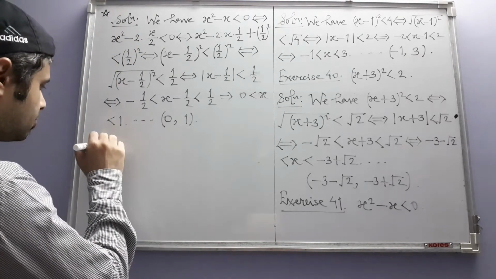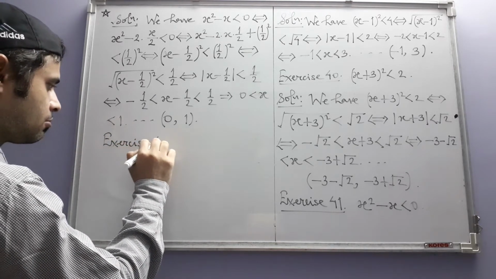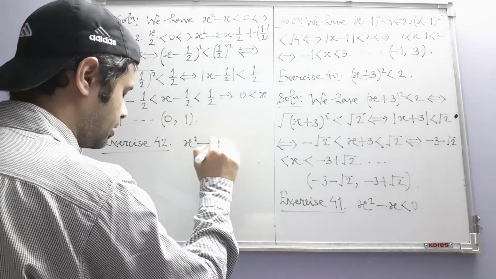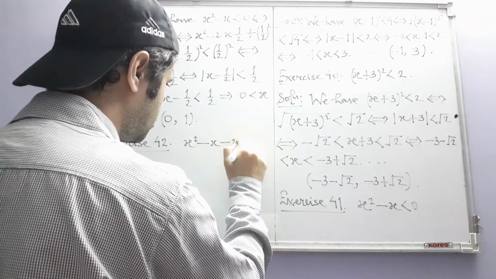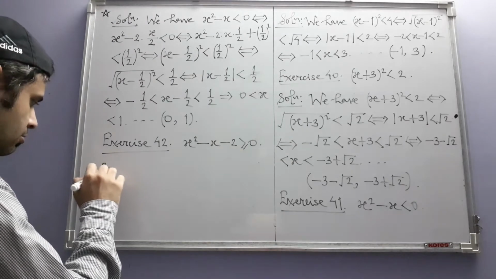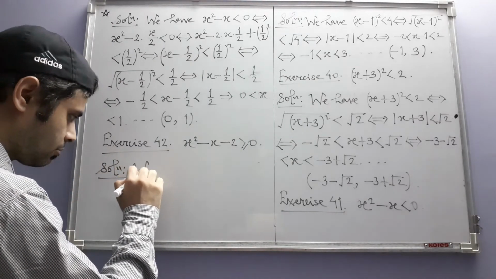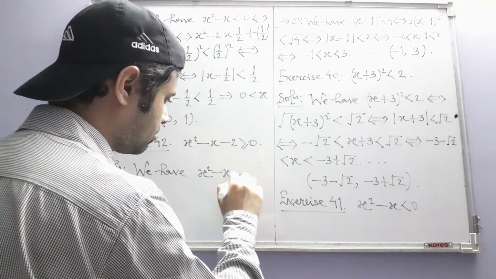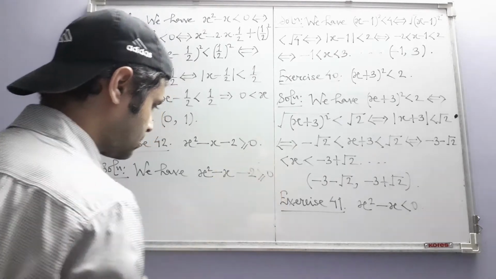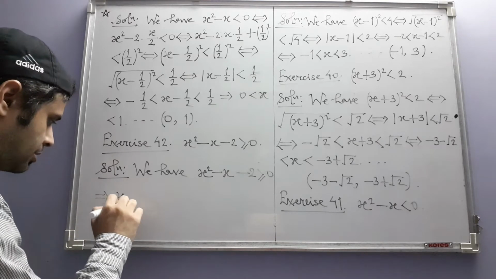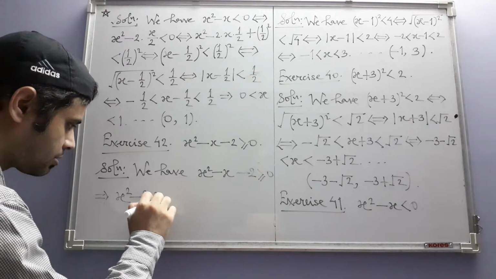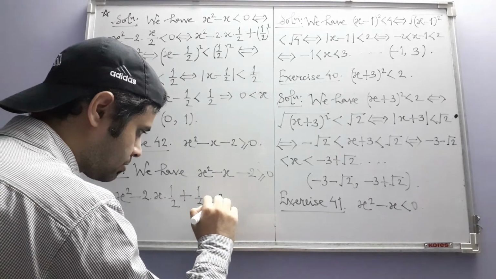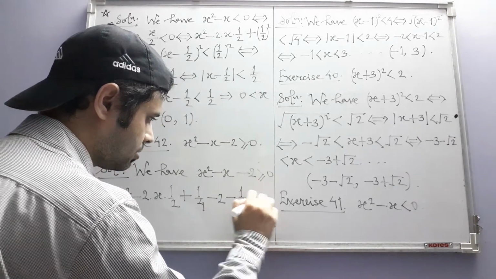And finally, exercise 42. X square minus x minus 2. This is greater than or equal to 0. Okay, so the first two terms are just like the previous one. This minus 2 is greater than or equal to 0. So we can at once write many things. 2 times x times 1 by 2 plus 1 by 2 whole square means 1 by 4, minus 2 minus 1 by 4. This is non-negative.